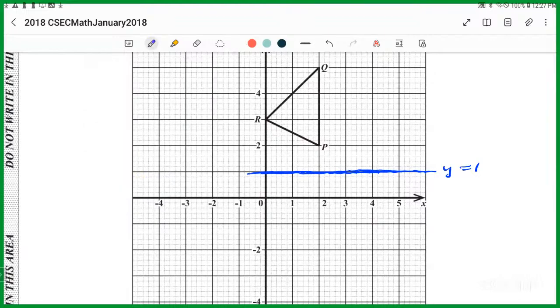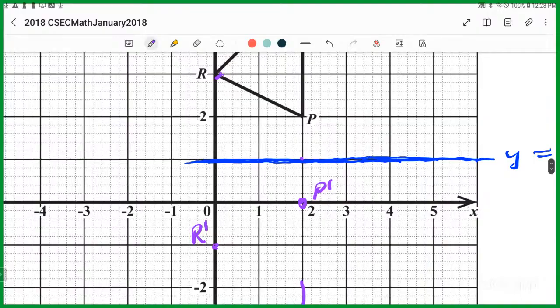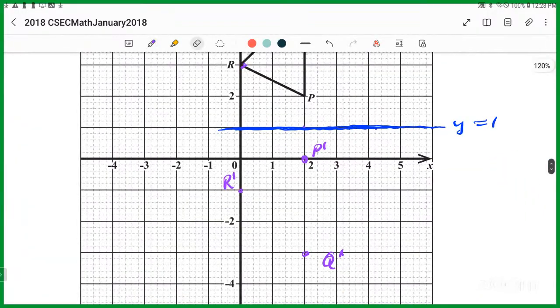Let's draw the image in purple. So this point is 1 to the line, go 1 on the other side to here. So that's P prime. This one is 2 units to the line, it goes 2 on the other side to here. This is R prime right here. And then this one is 1, 2, 3, 4 to the line. We're going to go 4 on the other side, 1, 2, 3, 4 to here. That's Q prime. Take these out now. That's the image, that first reflection.